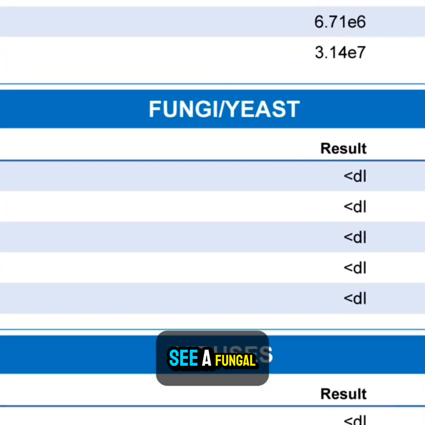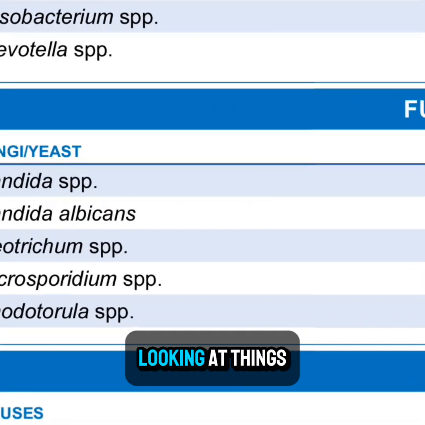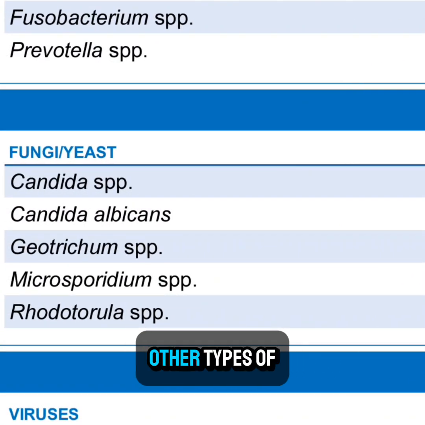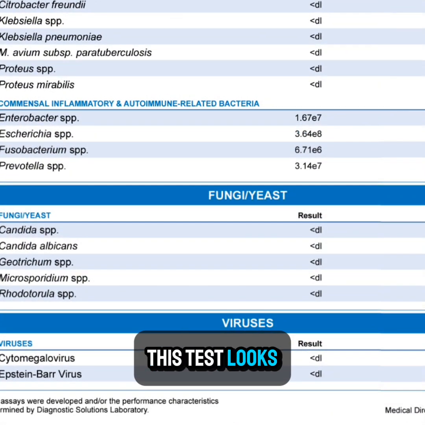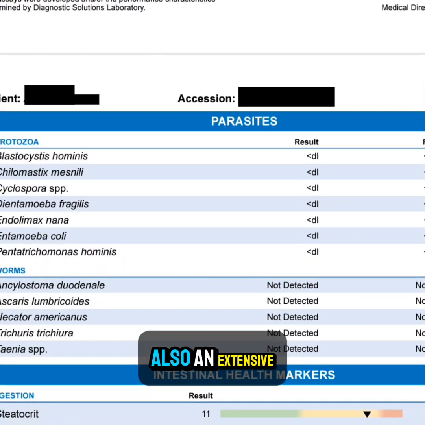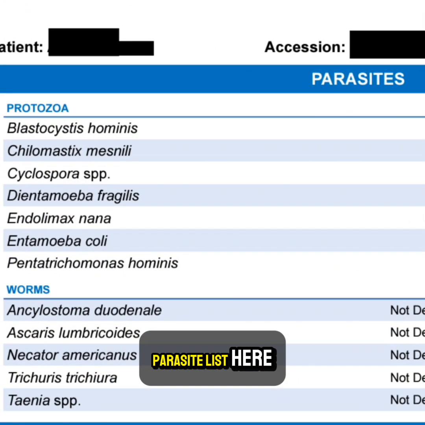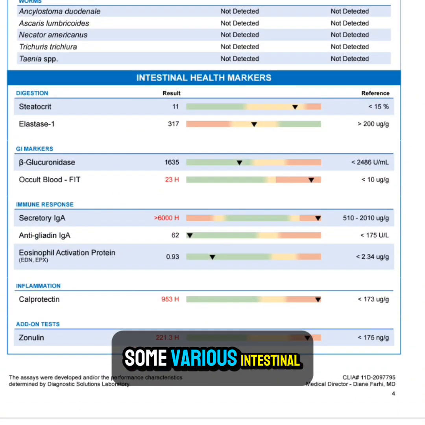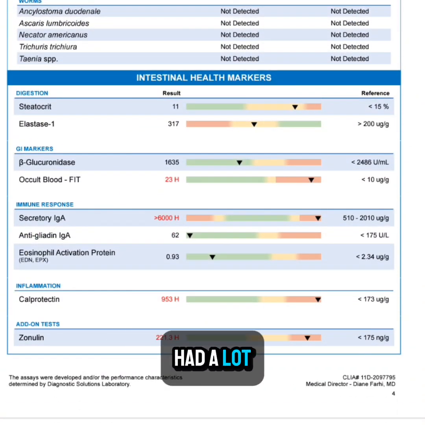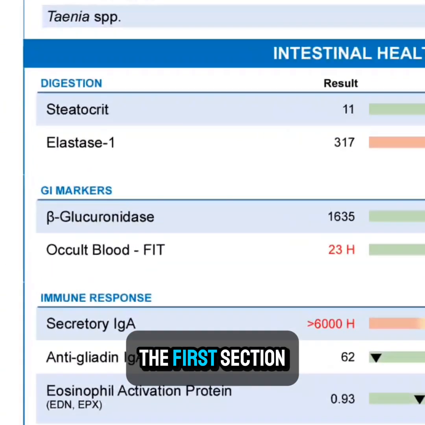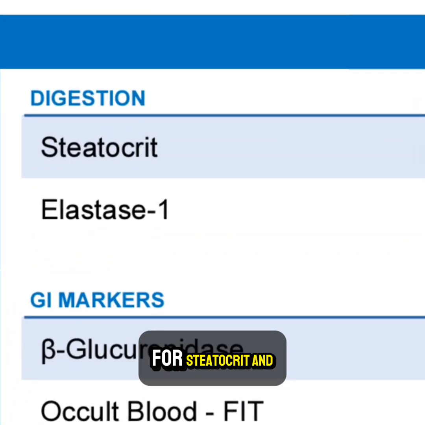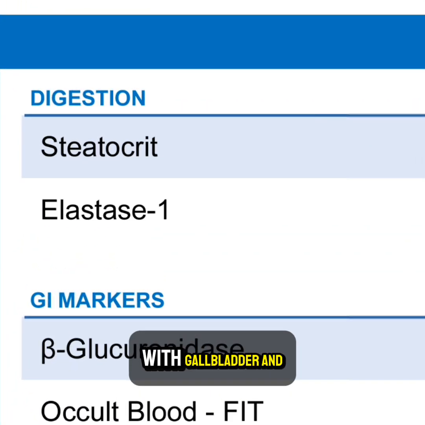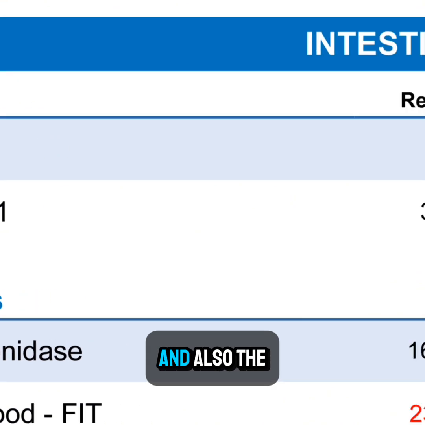Moving down, we see a fungal and yeast category, looking at things like candida and other types of yeasts. This test looks at viruses and also an extensive parasite list here. Now, lastly, we're going to look at some various intestinal health markers, and this patient had a lot of these things positive. The first section for steatocrit and elastase has to deal with gallbladder and liver function and also the pancreas.